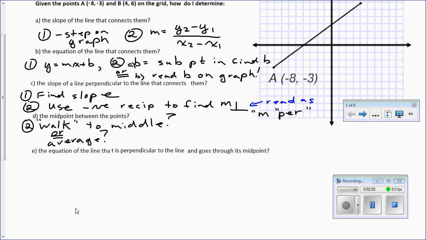Now, if I wanted to find the equation of a line that's perpendicular to a line and goes through its midpoint, first of all, you find the m perp from the original m, and then you use the point that we talked about, which is the midpoint.